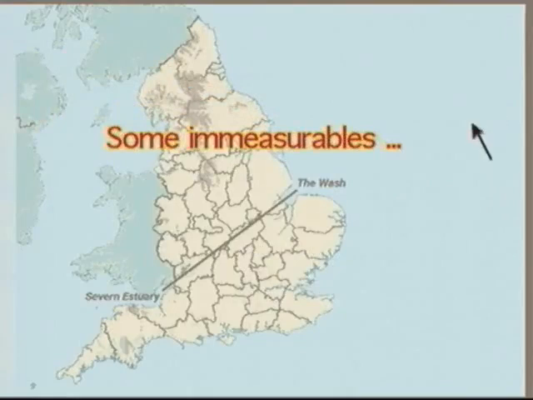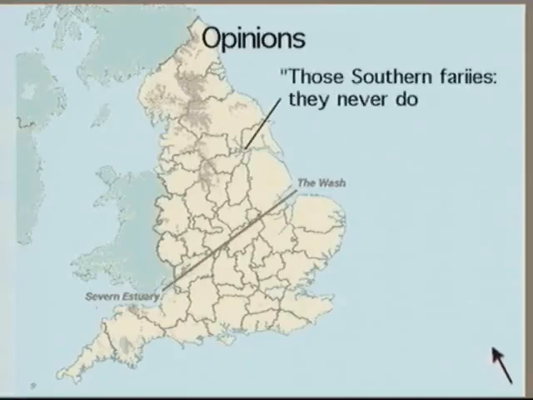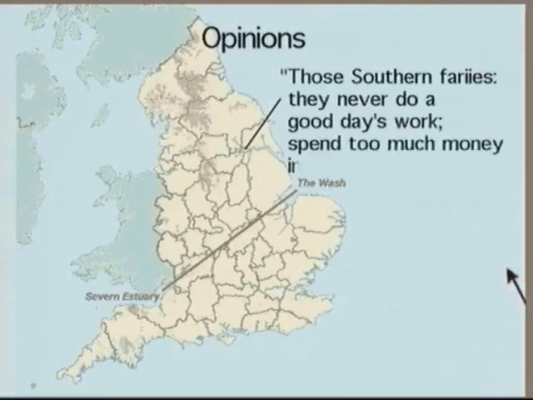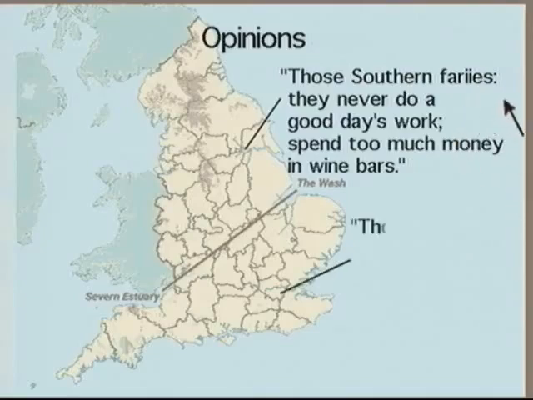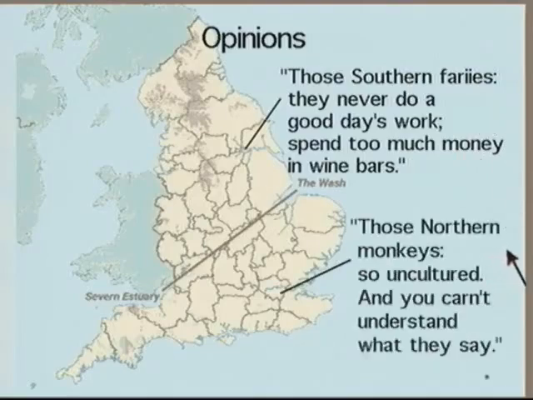Now let's have a look at some immeasurables, things we can't really measure by numbers. Let's have a look at opinions. How do the north and the south think of each other? The northerners think of the southern people as fairies and never do a good day's work, and they spend too much time and money in their wine bars. Southerners think of northern people as monkeys, uncultured, uncouth, and you can't understand what they say.